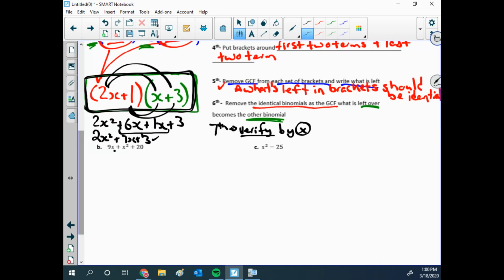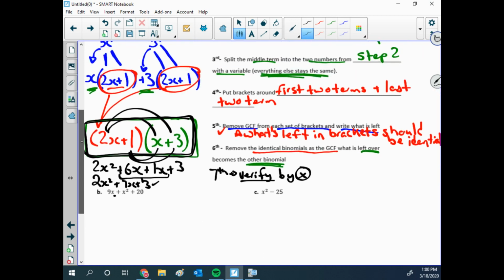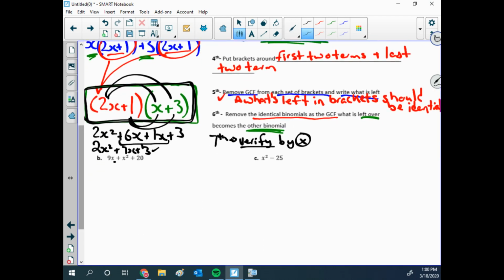X squared minus 25. Now, this example looks a little bit different than the previous example because it only has 2 terms. The thing is, I could actually make this a trinomial because this is equivalent to x squared. How many x's are there? Well, there's nothing in the middle here. So 0 x's minus 25. So now I have a trinomial, and I can apply these same steps to factor.